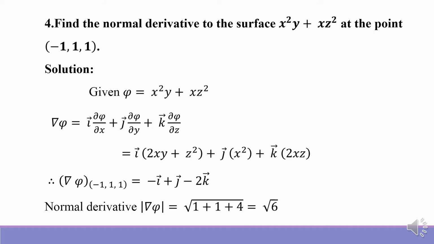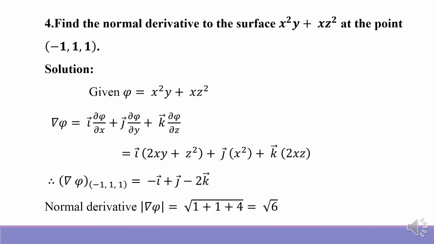Substitute the values of ∂φ/∂x, ∂φ/∂y, ∂φ/∂z. We get ∇φ equal to vector i into (2xy plus z square) plus vector j into x square plus vector k into 2xz. Here, ∇φ at the point, replace x by minus 1, y by 1, z by 1. We get minus i vector plus j vector minus 2k vector.